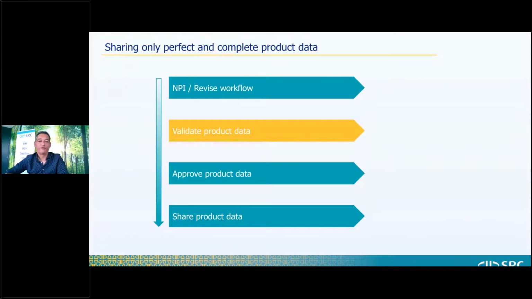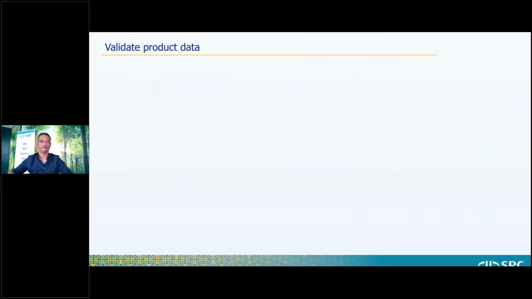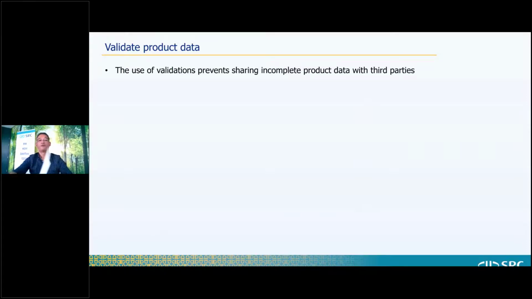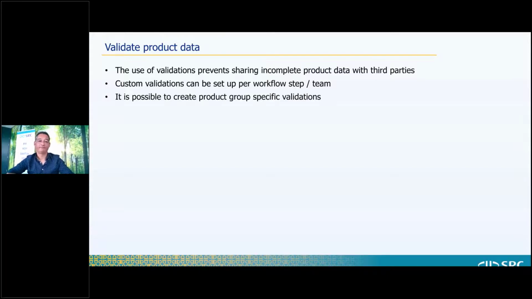One other important thing is to validate the product data. The use of validations prevents sharing incomplete product data with third parties. As I already mentioned, custom validations can be set up, but they can be set up per workflow step or per team. So each team can have their own set of validations. And it's possible to create product group specific validations, so validation is only mandatory for a certain product group. And the same goes for the target system.